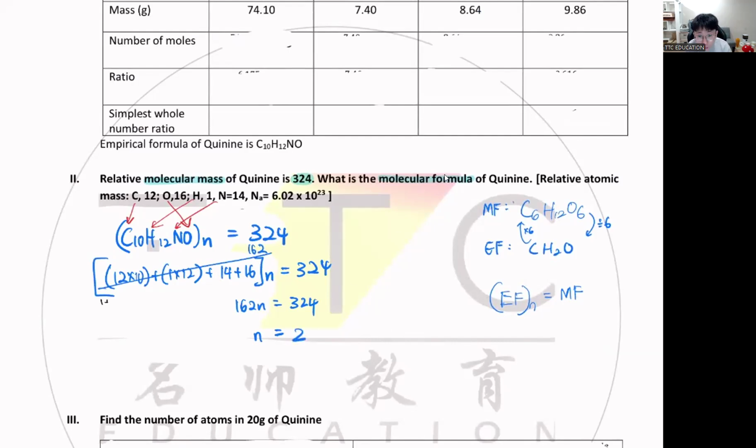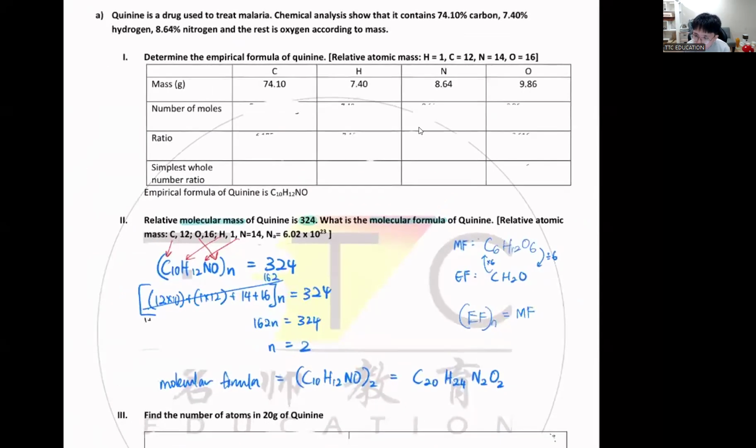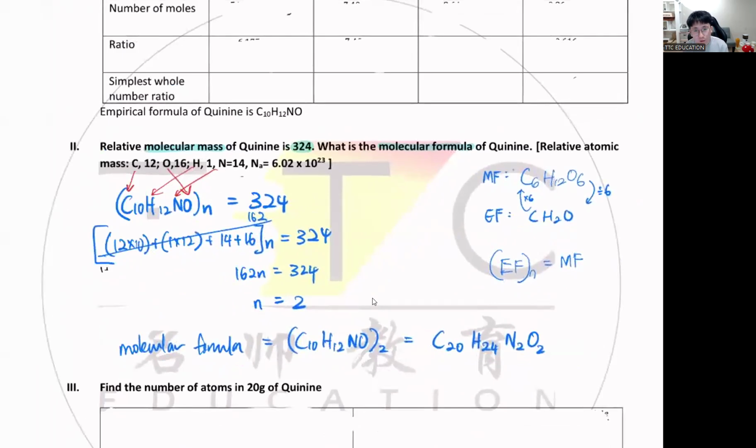But what is the molecular formula? So you're gonna find out like this. So molecular formula is equal to C10H12NO bracket 2, which is C20H24N2O2. Okay. So even though you don't know what exactly is this, what is a quinine, don't know, but all the steps is something you learned before. Okay, the empirical formula step you learned before, the molecular formula step is also you learned before, just that we're going to have a complicated or different formula. That's all.